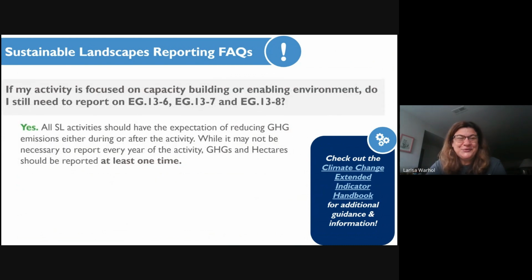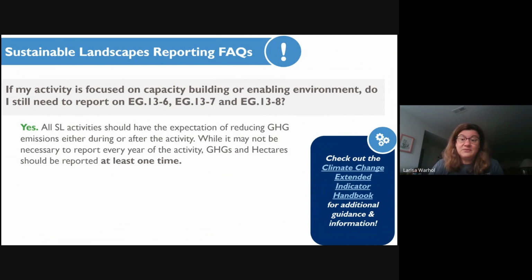And we'll get into this a little bit too, but a lot of the work that USAID does is around capacity building or enabling environment policy work. And we often get the question, should I still be reporting on the greenhouse gas emission reduction indicators and hectares? And our answer to that is yes. And as Patrick was saying, you don't necessarily have to report on these indicators every single year. But at the end of the day, especially if you're receiving sustainable landscapes funding, there is that expectation that your activity in some way will lead to some sort of land-based greenhouse gas emission reductions.